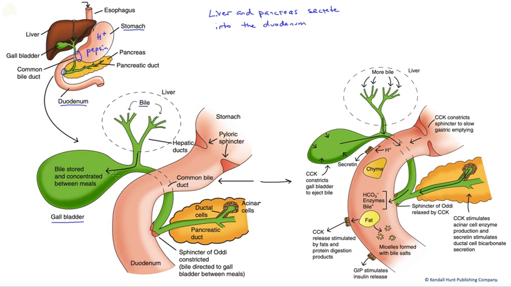Now, it's being stored because that is the low resistance pathway here. The common bile duct that would lead to the duodenum is closed off by this sphincter of Oddi that's constricted between meals. Similarly, this sphincter of Oddi impedes the flow from the pancreatic duct. So even if any secretions were being produced, they would not actually enter the duodenum yet. We don't want to release enzymes here if there's not food here. And so this is all inactive at the moment until we start to process a meal.